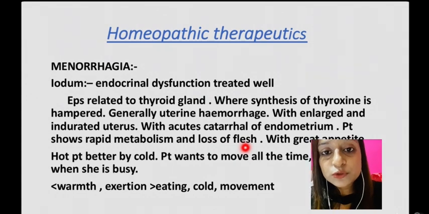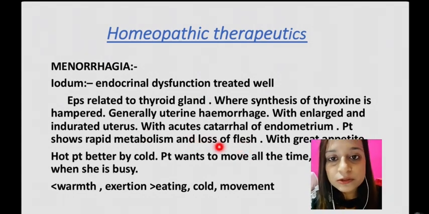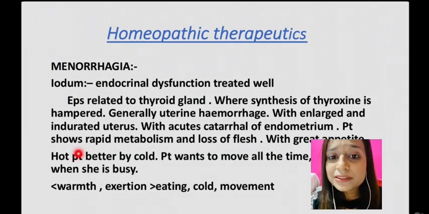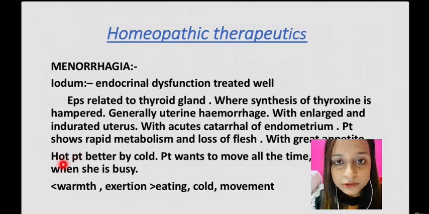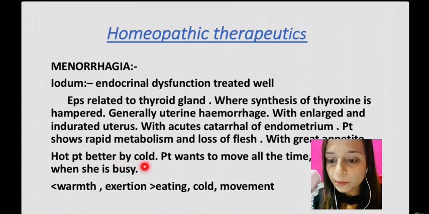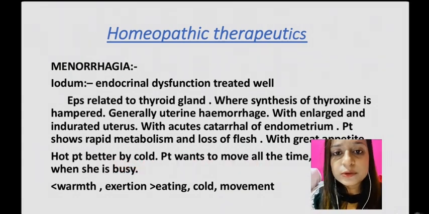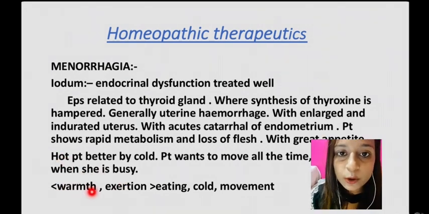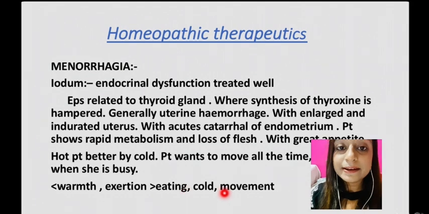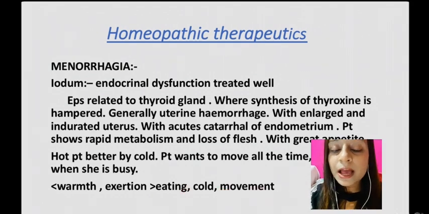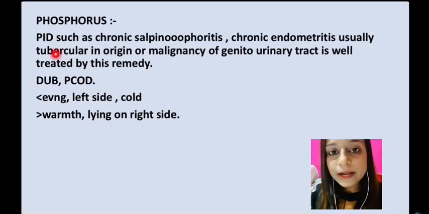And next, the patient shows rapid metabolism and loss of flesh, with great appetite. The patient is hot and better by cold. Patient wants to move all the time. Symptoms are relieved when she is busy. Aggravation is warm, exertion; amelioration is eating, cold and movement.